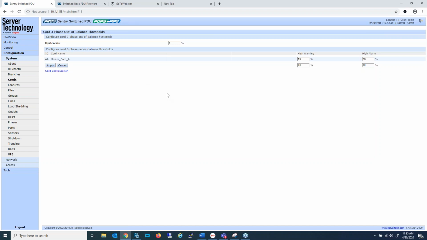If anybody happens to be watching still, I found it. Apologies, I should have known where it was, as with the trending. But yeah, the three-phase out of balance feature that I mentioned is found on the configuration system cords and boards page.